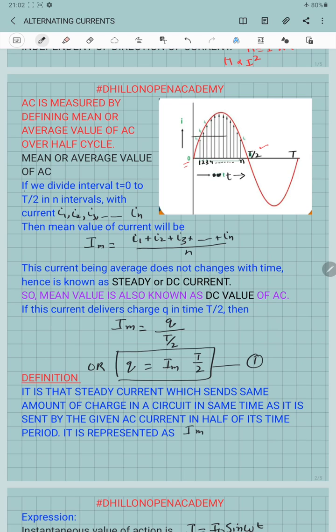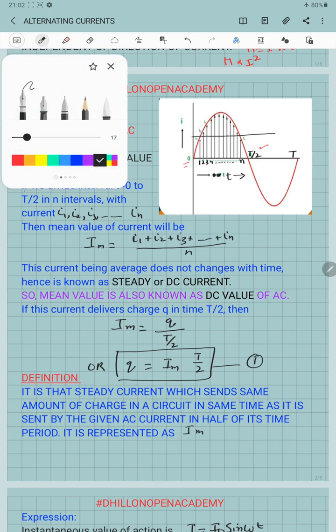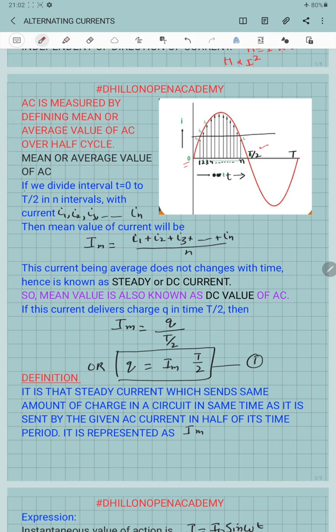Graphically, we can represent this average value on the graph as somewhere over here. If this line represents half the value of I naught, then the average value will be somewhere lying over here. This will be the average value, so this will be the mean value Im. This is the I naught.